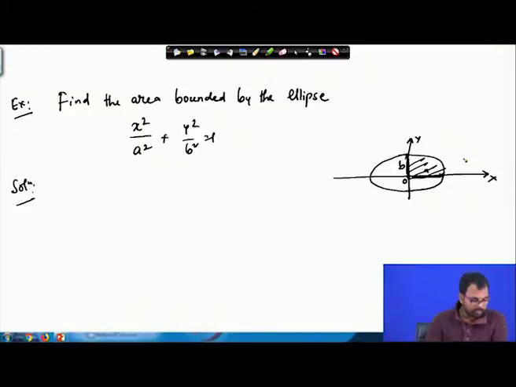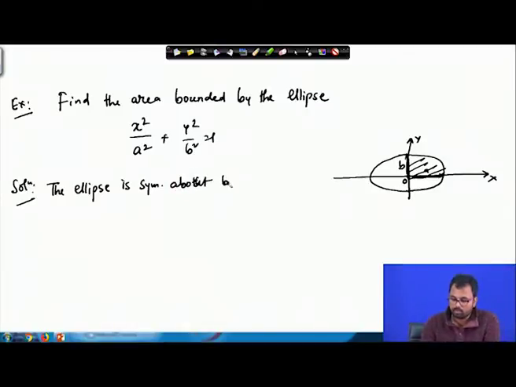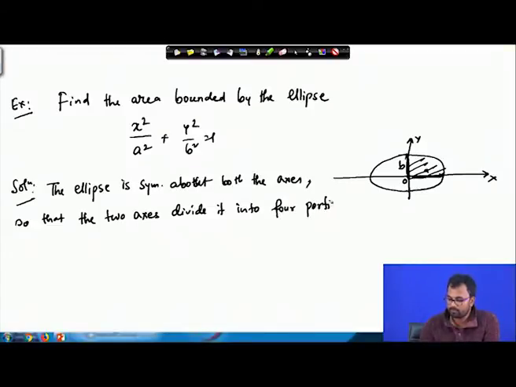All right. So let's see how we can do that. We can write that the ellipse is symmetrical about both the axes, or coordinate axes, so that the two axes divide it into 4 portions, whose areas are equal.